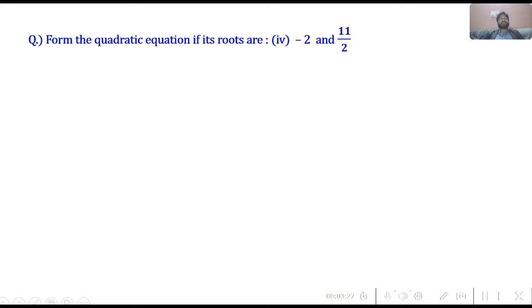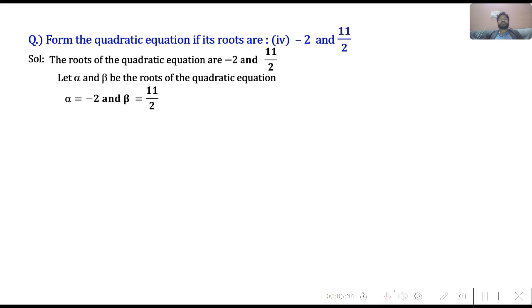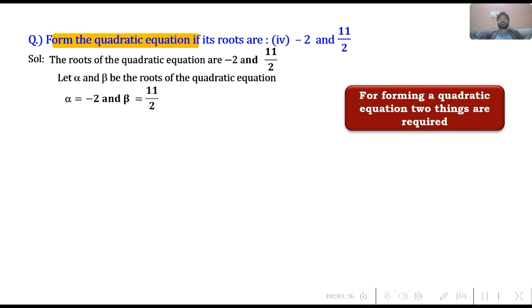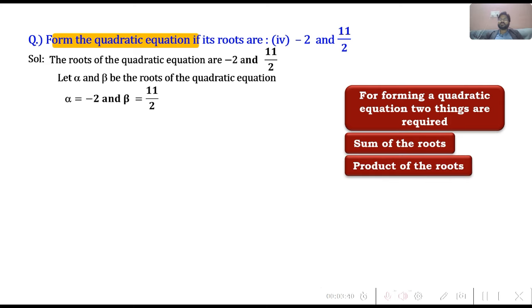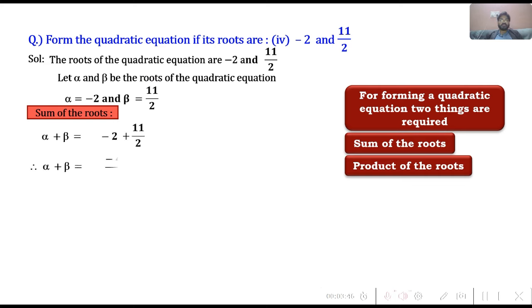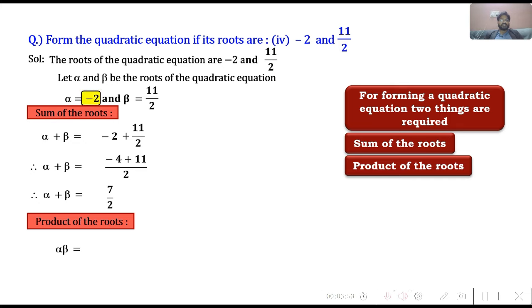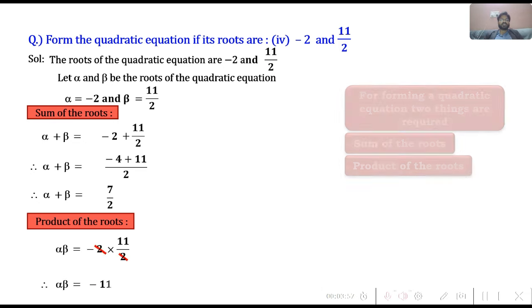Now we have the next question: minus 2 and 11 by 2. So similarly, alpha is minus 2 and beta is 11 by 2. To form the quadratic equation, we have sum of roots and product of roots. So sum of roots alpha plus beta is equal to minus 2 plus 11 by 2. Now, taking LCM, we will get 7 by 2, and product of roots alpha beta is equal to minus 2 into 11 by 2. 2 and 2 cancel, minus 11.